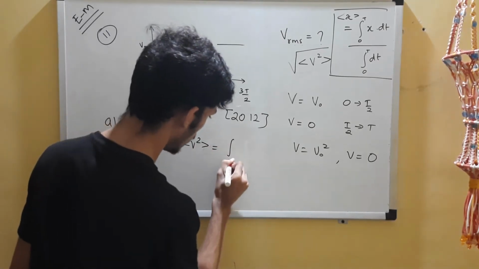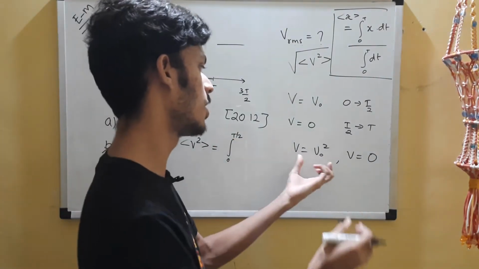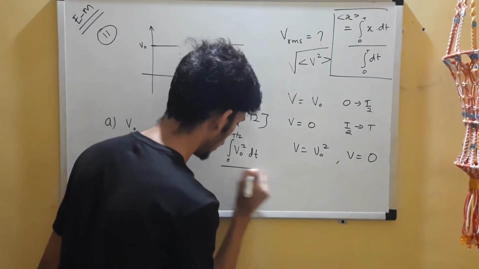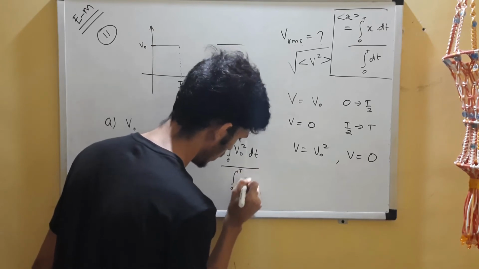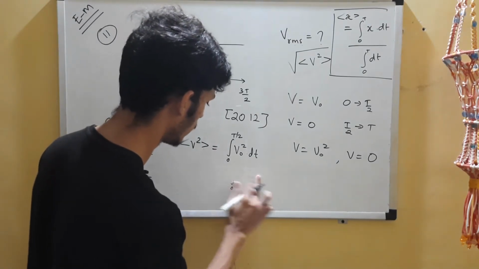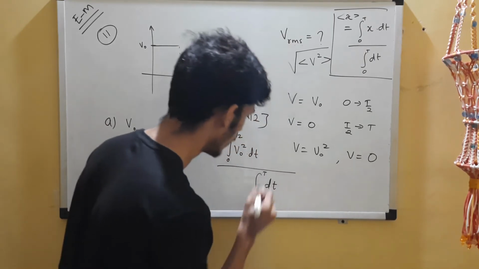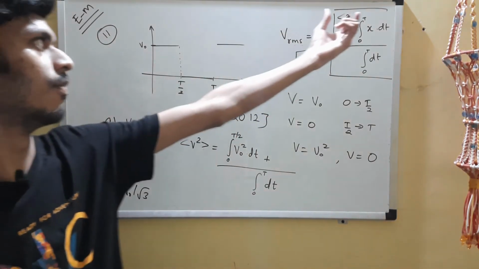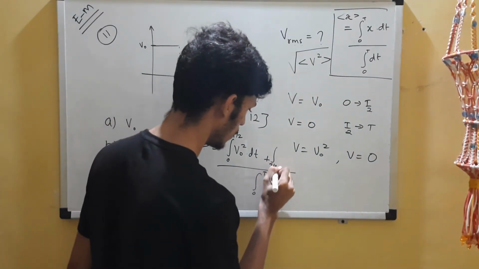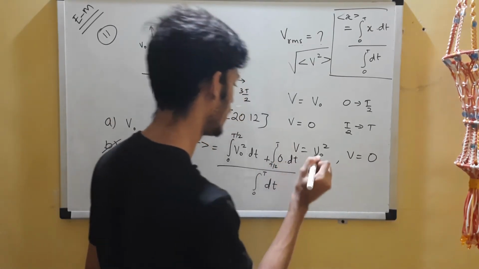We are breaking it into two parts because it is not a continuous function. So for 0 to t by 2, it is the integral of V naught square dt, divided by the integral from 0 to t of dt. The denominator is the same for both. Plus we are just breaking the integral into 0 to t by 2, and then t by 2 to t. For t by 2 to t the value is 0, so of course this integration will be 0.